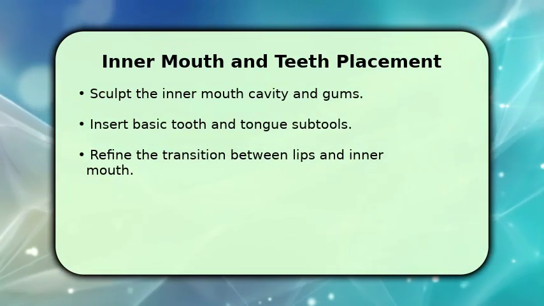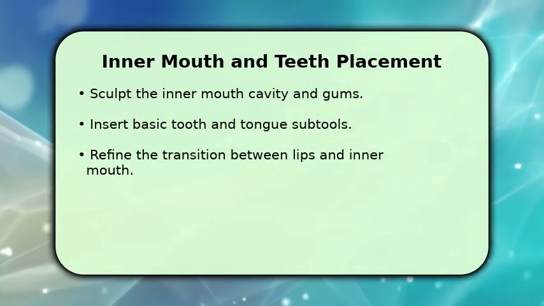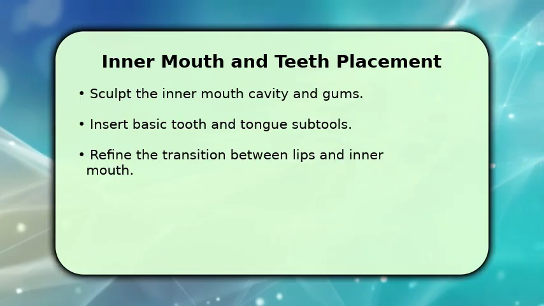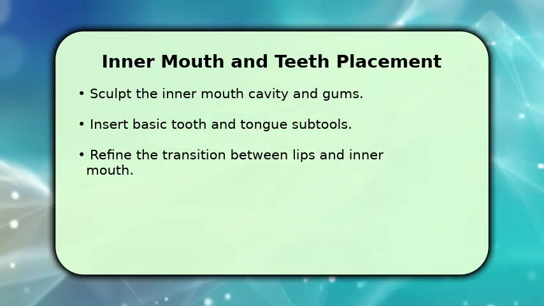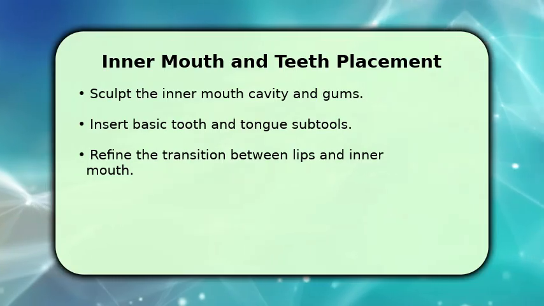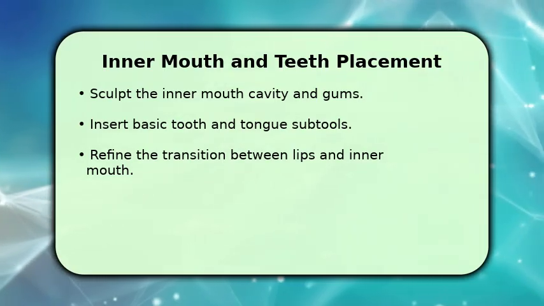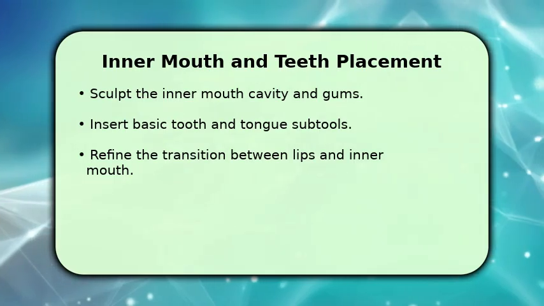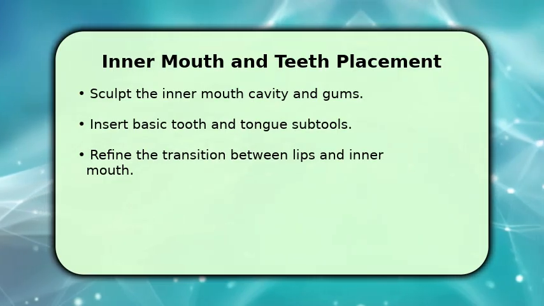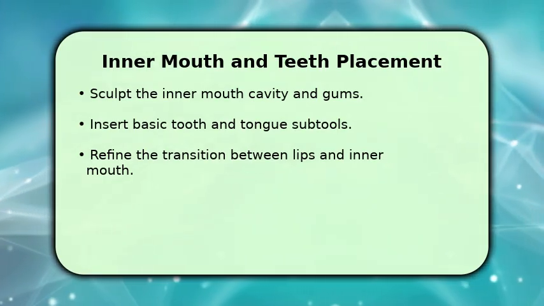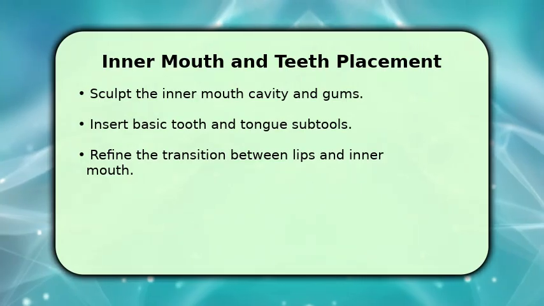Moving inside the mouth, we'll sculpt the inner cavity. Use a Standard brush with a negative Z intensity to push in the area for the gums and the back of the mouth. Next, you can append simple primitive shapes, like cubes or spheres, and sculpt them into basic teeth and a tongue. Position these subtools carefully within the mouth. Finally, pay attention to the transition where the lips meet the inner mouth, ensuring a smooth and natural blend for a convincing result.